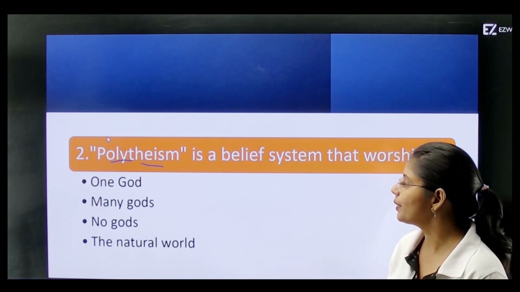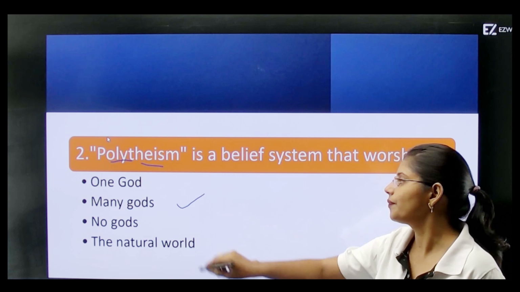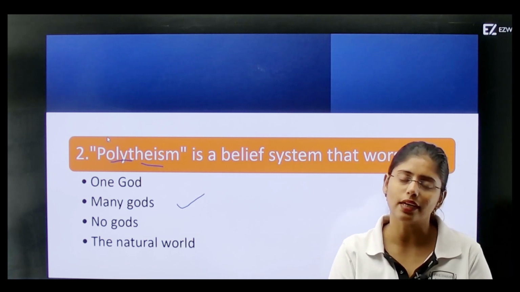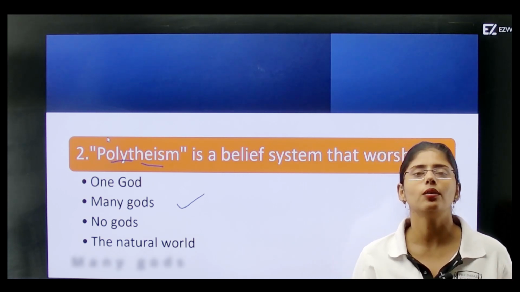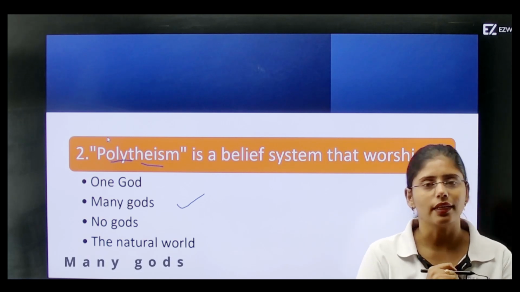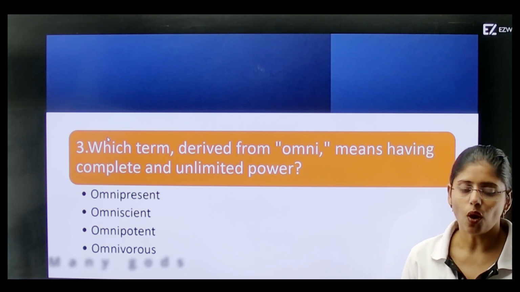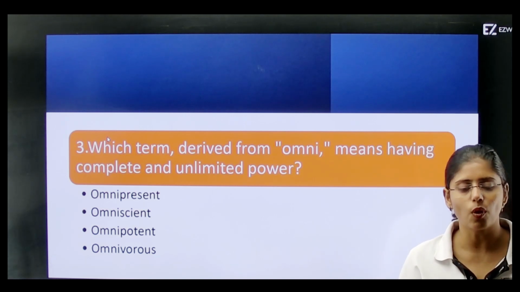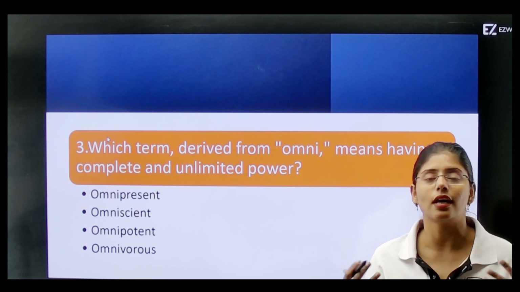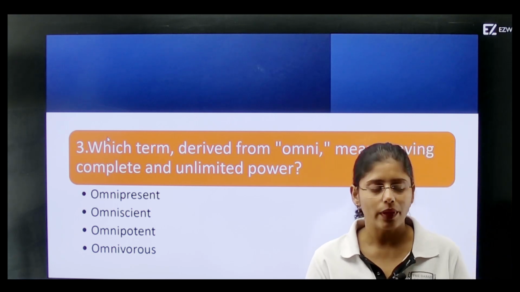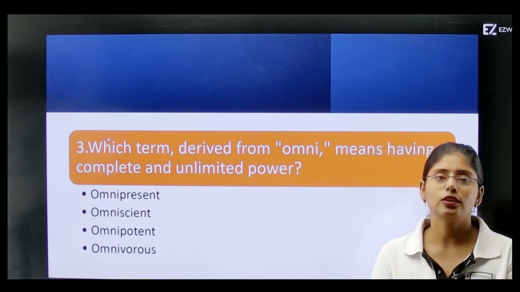So what should be the answer? It is option number B. That should be the correct answer. Polytheist means the one who worships many gods. That is the answer. Let's move ahead to the third slide. That is your omni. Which term derived from omni means having complete and unlimited power? Quickly answer this question. Okay, let's talk about the answer now.